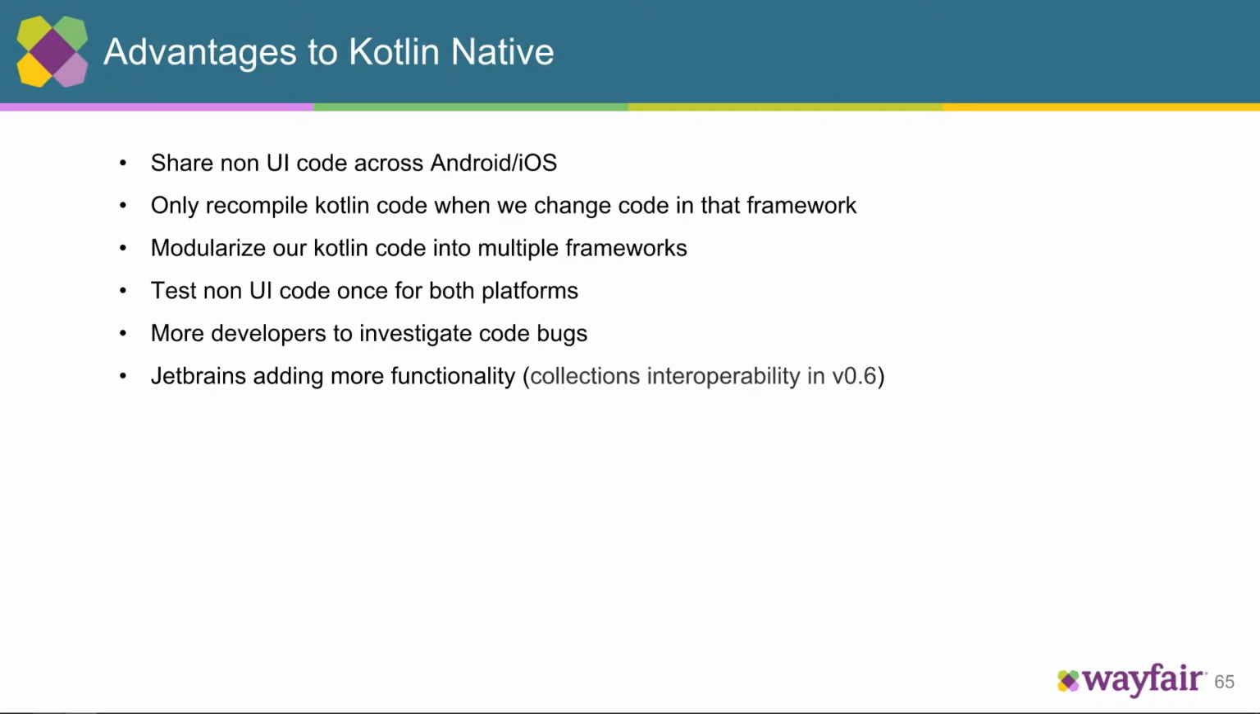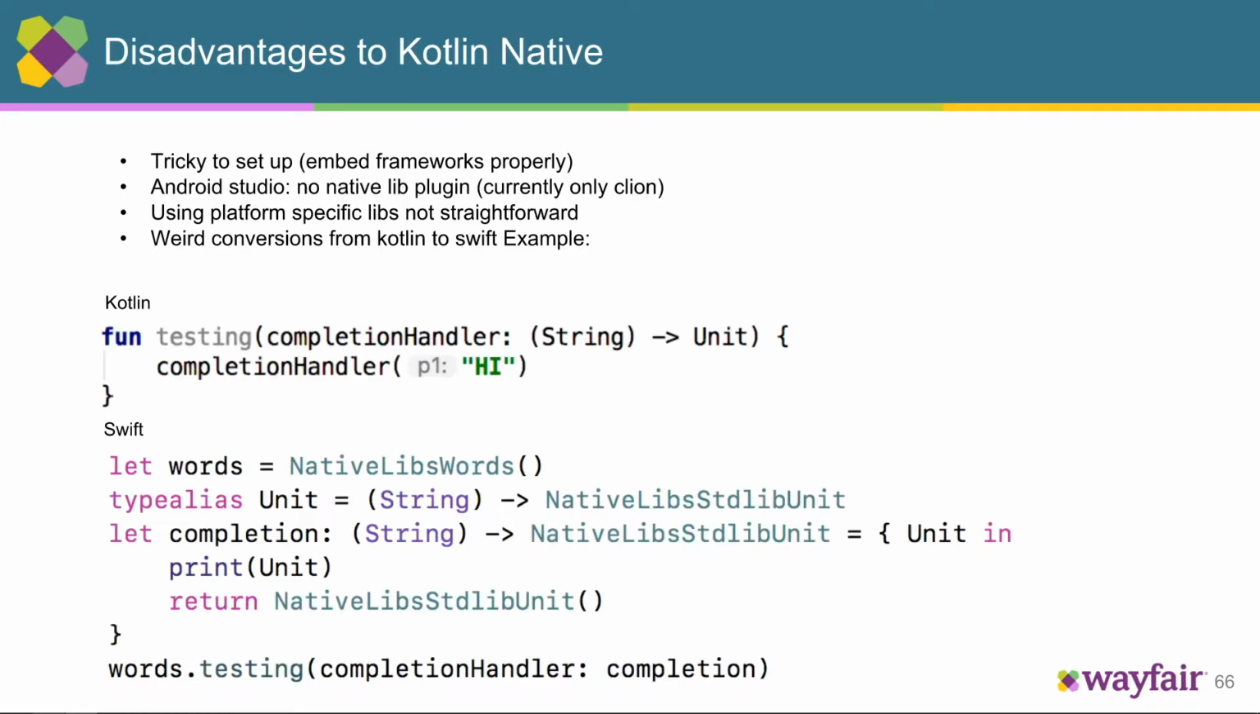And then being able to share things like tests for the non-UI code for both platforms. You only have to write tests once, and if either side breaks it, then you have more developers to investigate that code and fix bugs. And then finally, JetBrains keeps adding more functionality, as we saw with the collections interop in the newest version, 0.6.